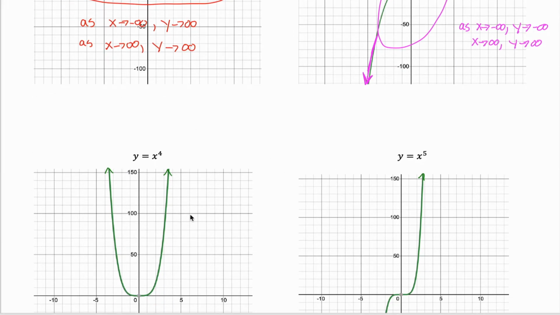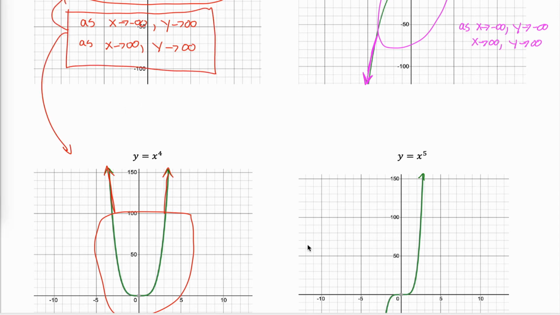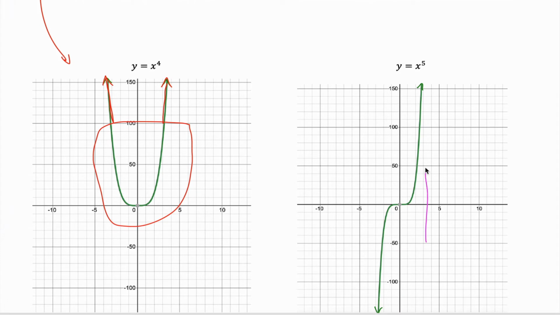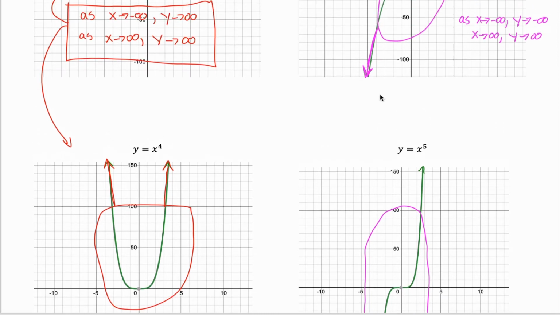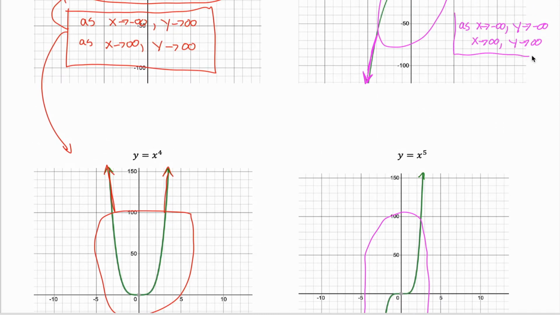We don't care what happens in the middle here. All we care about is the end behavior. This graph goes up when we go to the left, and it goes up when we go to the right. So it's got the exact same end behavior that we see up here. And this graph, we don't care about the middle, but it goes up when we go to the right and down when we go to the left. I said that in kind of a strange order, but hopefully you're okay with me recognizing that this end behavior is applicable to both of these graphs.